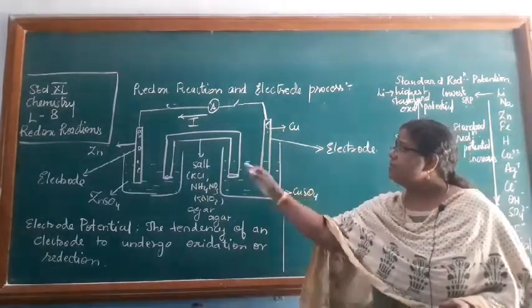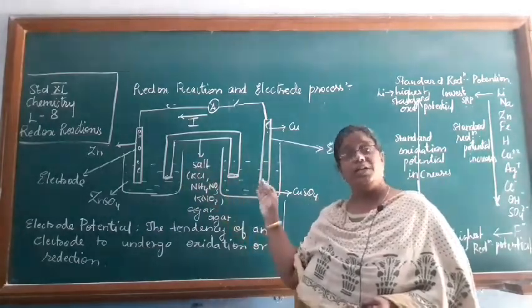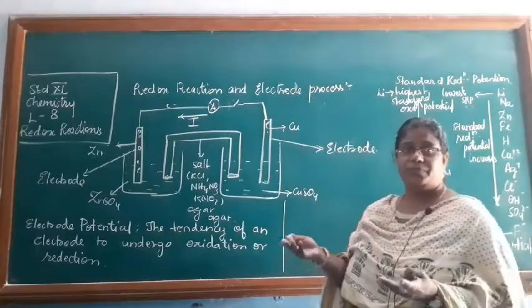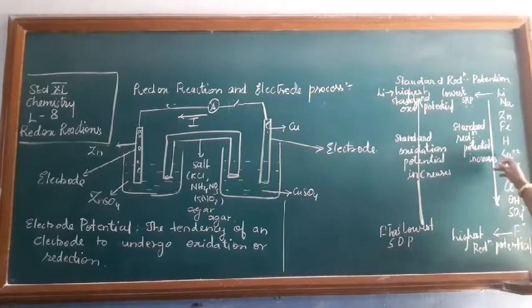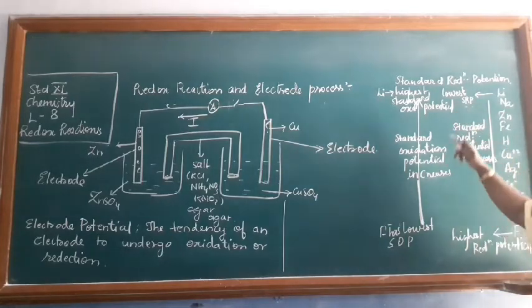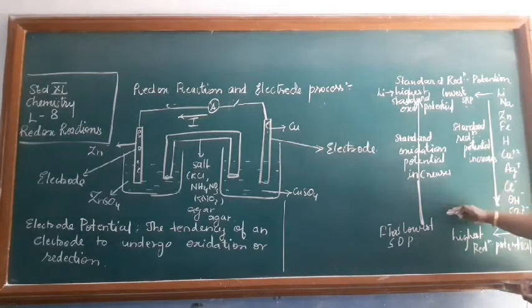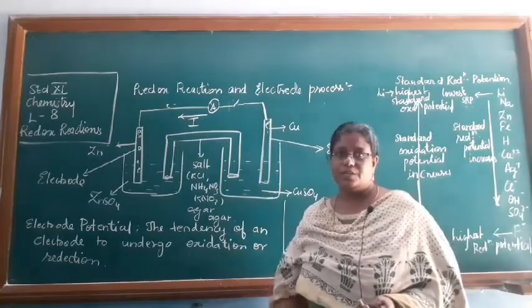But if this same cell, now we have made this cell using Zn and Cu, if you are making this cell with Cu and Ag, then Cu will undergo oxidation and Ag will undergo reduction. Oxidation potential of Cu will be more compared to Ag. Look here, from this also you can find out. Standard oxidation potential increases as you move from bottom to top. So naturally the lowest one has the lowest oxidation potential. Ag has less tendency to get oxidized than Cu, isn't it? So Cu will get oxidized and Ag will get reduced that time.